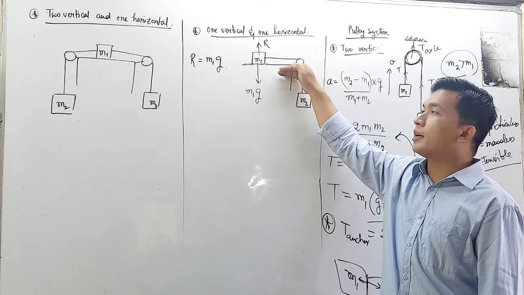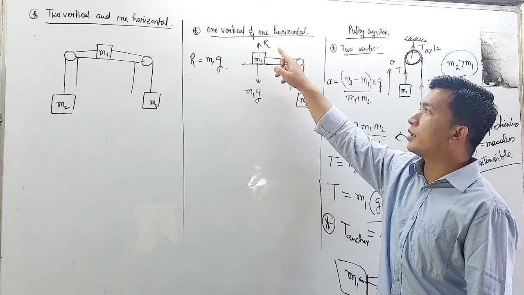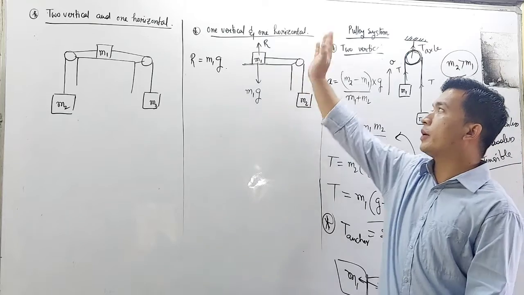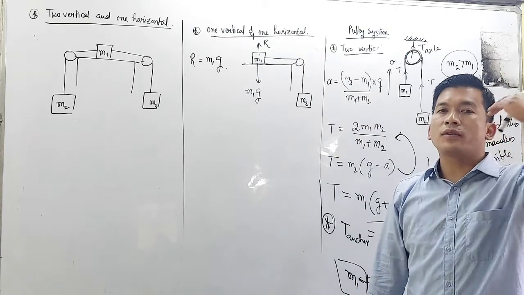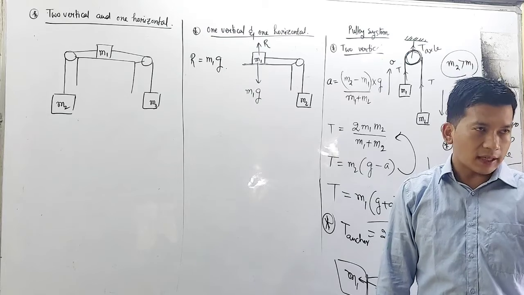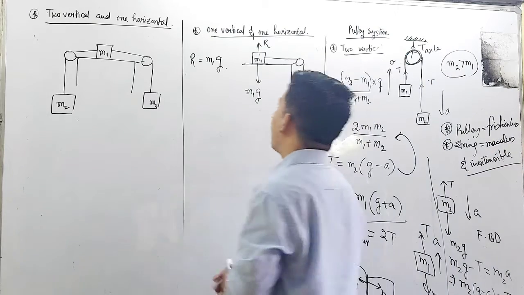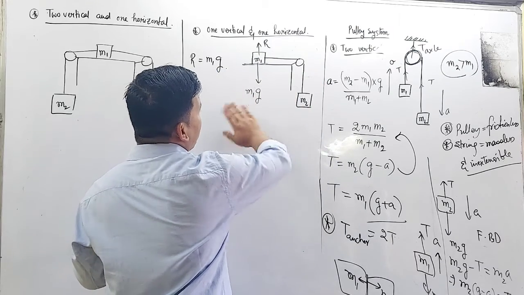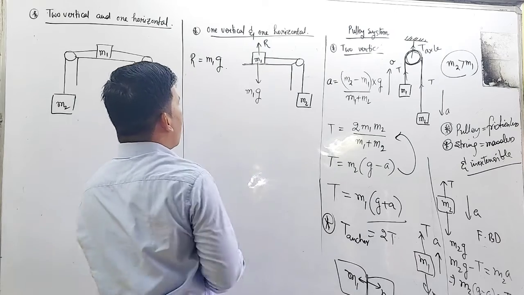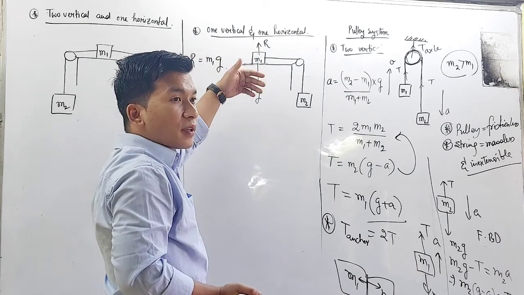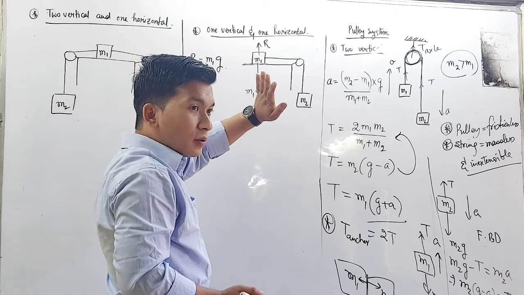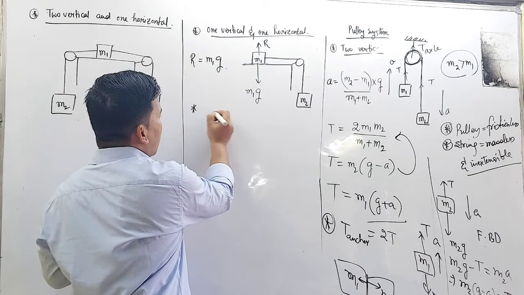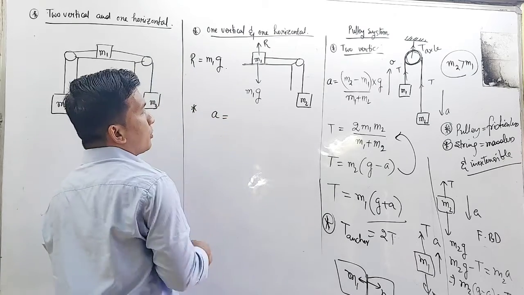The weight of this horizontal object is neutralized by the reaction produced by the surface. The surface produces a reaction that supports the weight, so M1G has no role to play. This is neutralized by the normal reaction. Now how to write the common acceleration: this is the point to be considered.